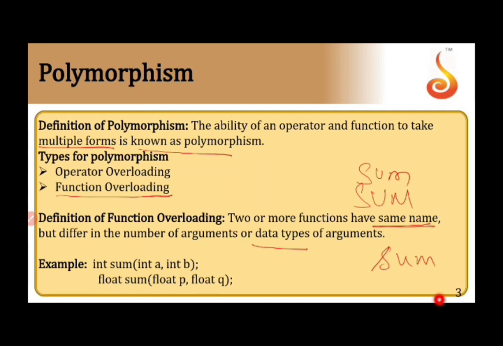That is int a comma b and float p comma q. See, the sum and sum is same and the number of arguments are same, but the type of arguments are different. So that is why it is called an overloaded function. Just go through this once.